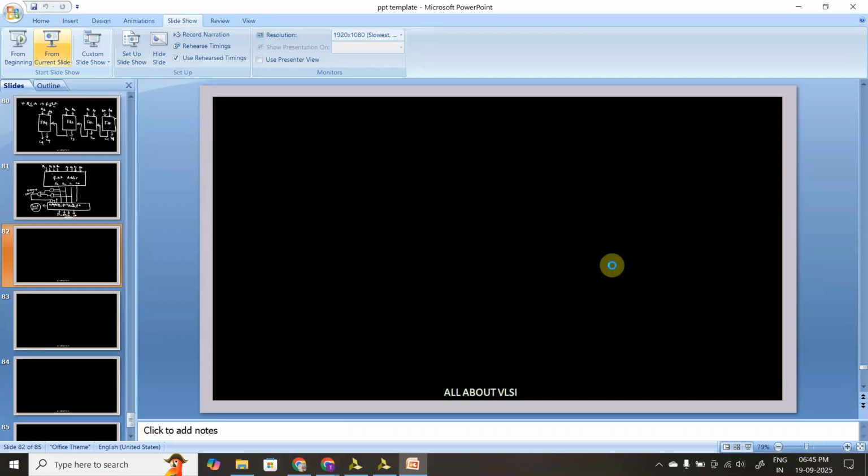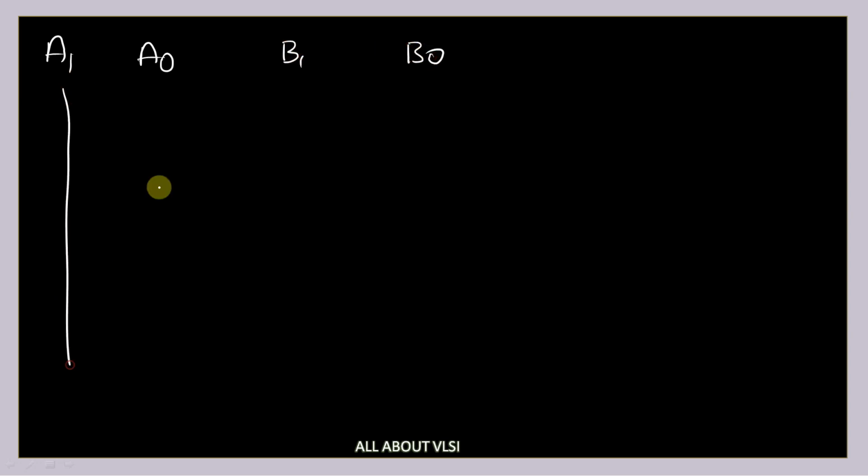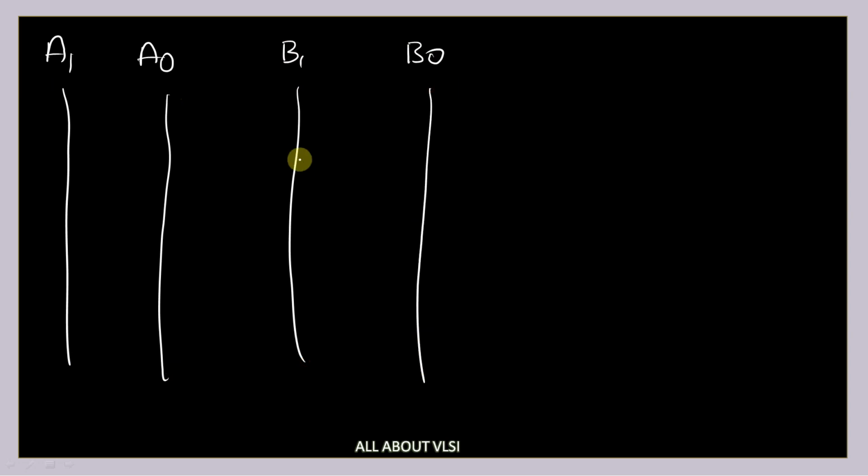First of all, let us see the design of our converter design. So let me draw this. A 2-bit comparator is going to compare 2 bits of data. So I have A1, A0, and B1 and B0 as my inputs, A1, A0, B1 and B0. And this is my NOT gate.